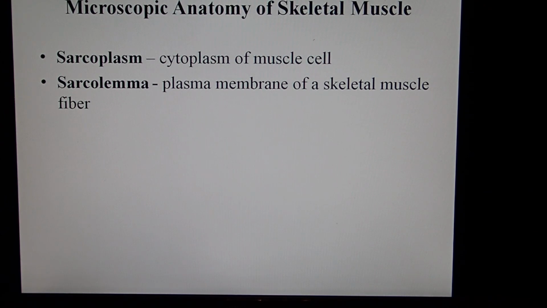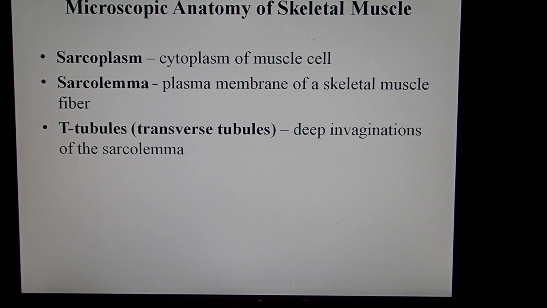Again, not any different than the typical plasma membrane of most cells, with some minor modifications, and we'll look at those as we get through these slides. Built into the sarcolemma will be T-tubules, what are called transverse tubules, and these are pockets that will extend down into the sarcolemma, into the interior of the cell. So they're going to form tubes that go down into that sarcolemma. And as we talk about later on, this is where the signal will travel down.